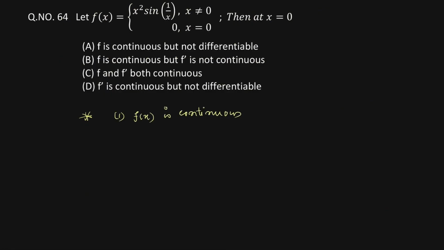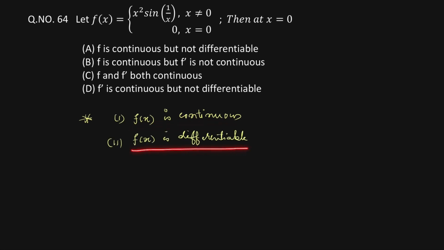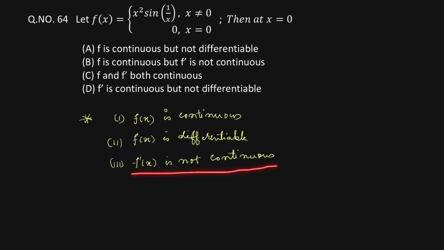So we get that f of x is continuous, f of x is differentiable and f dash x is not continuous. So option number B is our correct option.